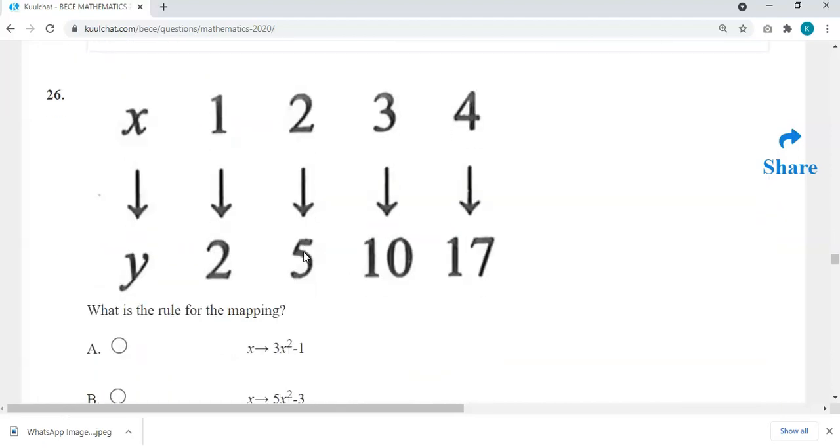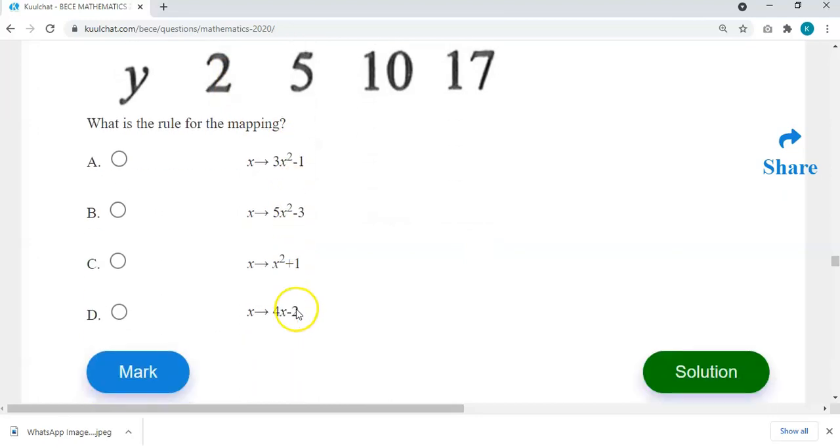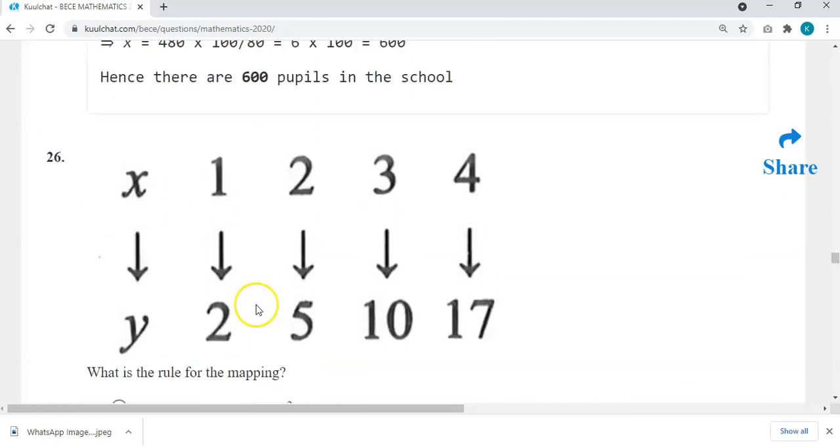So we move on to question number 26. Okay, so the rule for a mapping. For a mapping, there is no concrete formula for getting a rule for the mapping. All that you need to do is to substitute the x values with the possible mapping rules that have been given, to see which of them gives the corresponding value of y. Remember, not just solving for one, then if it's okay, that will be the answer.